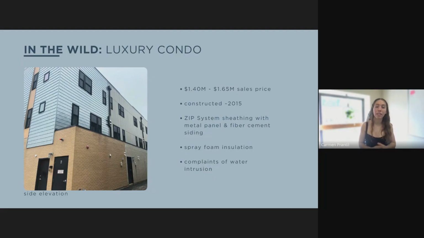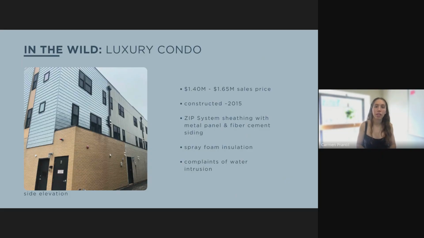This project has zip sheathing with fiber cement siding and then spray foam insulation on the interior. And the exterior wall assembly does not, again, have an intentional drainage plane, or at least not that we uncovered in our investigation. So the client in this case called us because they were starting to notice interior damage, so floor staining, peeling paint in the units, things like that.